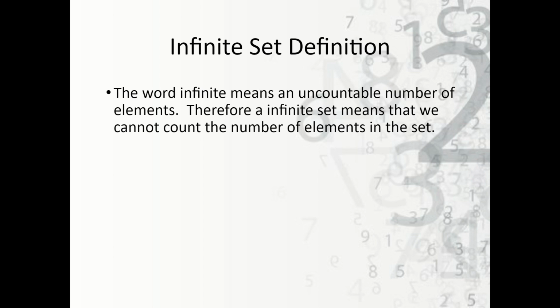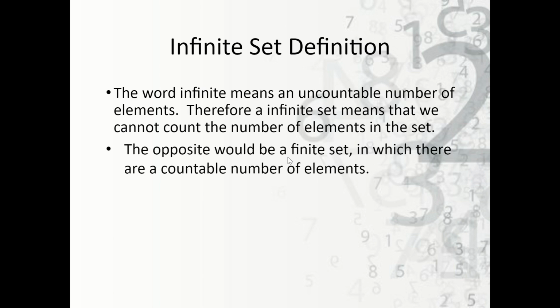So we can count 1, 2, 3, 4, 5, 6, 7, 8, 9, 10, and we can keep counting. And no matter what number we stop at, there's always a number past it. So that's an infinite number of elements. Therefore, an infinite set means that we cannot count the number of elements in the set.